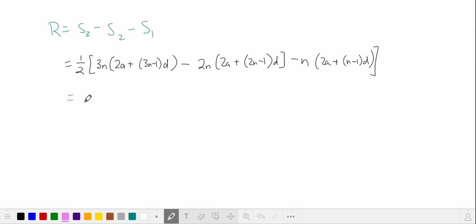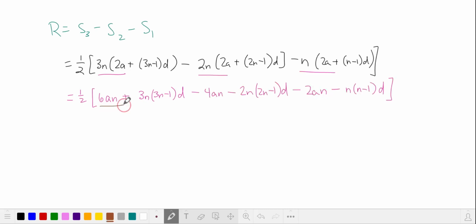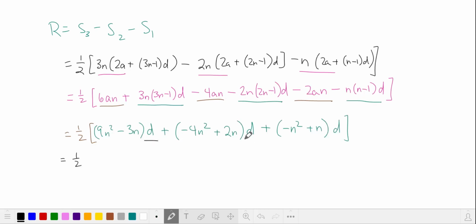Now we'll expand and combine like terms and see which variables disappear. This is 6an, this is 4an, and minus 2an. These an terms all disappear, and we'll expand these remaining 3 terms. When we factor out d from all of this, we have this 9n squared and minus 5n squared, leaving us with 4n squared. This is minus 3n, and then we have plus 3n. So r is equal to 2n squared d.